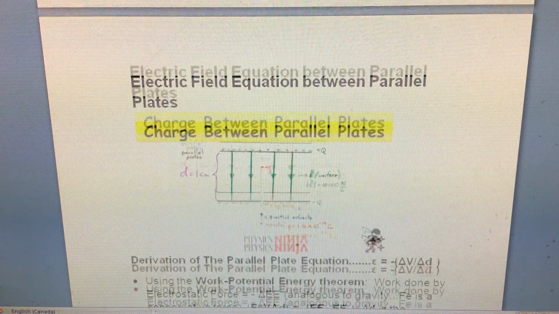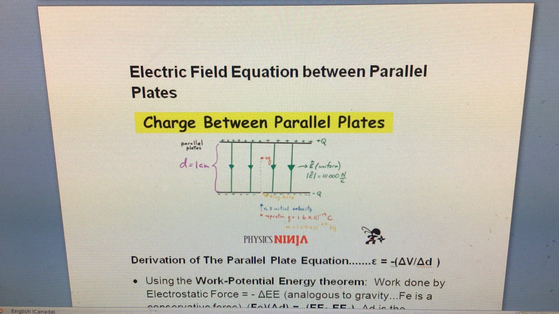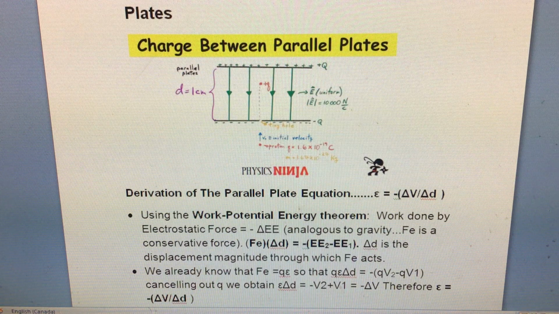The other idea which comes from the parallel plates, and I have to thank Physics Ninja for this really great diagram over here, is the concept of the way in which we can actually look at the electric field between parallel plates and come up with a really neat equation.